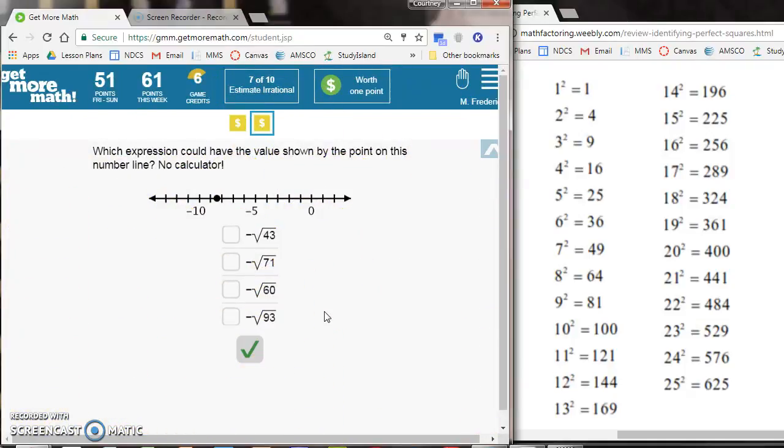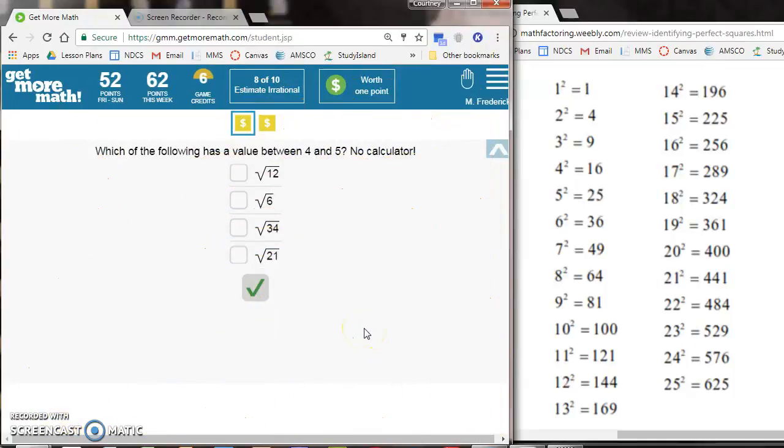Which expression could have the value shown by the point on this number line? Notice that we are at -5, -6, -7, -8. So we're between -8 and -9 on our number line. We'll come over and look at 8 and 9. So we want to be somewhere between 64 and 81. 43 is too small. 60 is too small. 93 is too large. So we must be at negative the square root of 71.